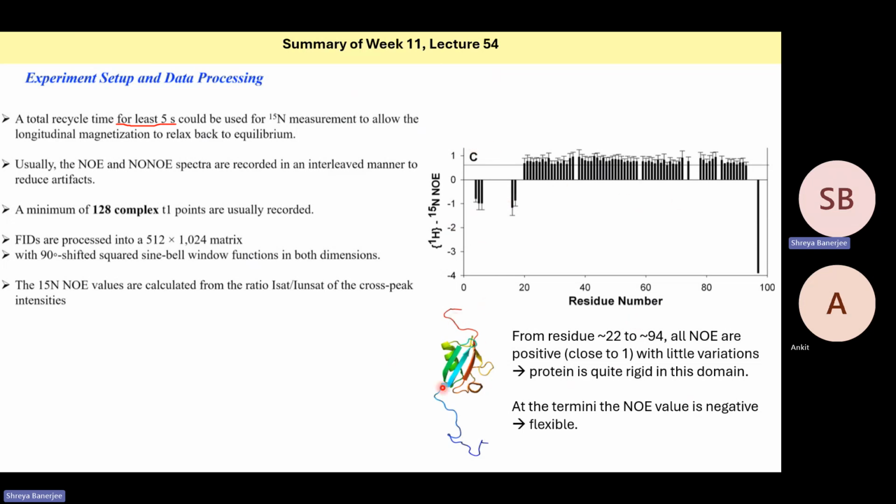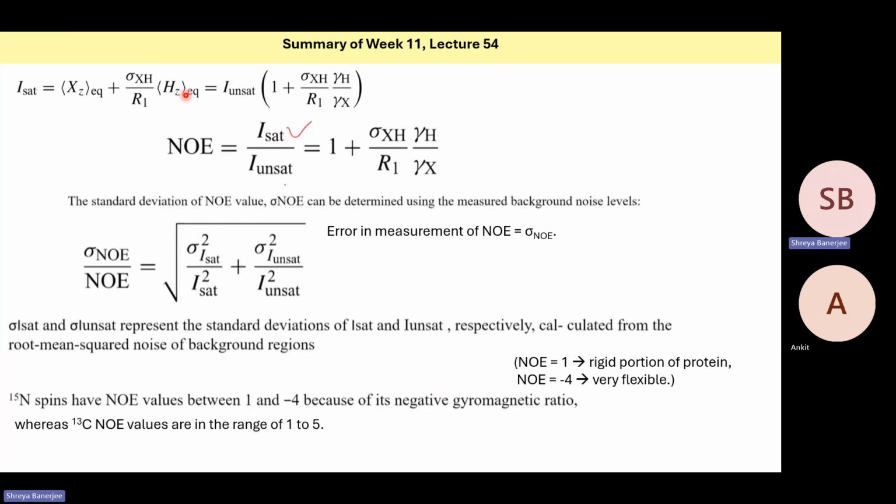So for the same protein for which we had calculated the R1 and R2, here the NOE is plotted in the Y direction and residue number in the X direction. So you can see that at the termini of the protein, the N terminal values and the C terminal, the NOE is negative. And we saw that negative NOE means it's a flexible portion.